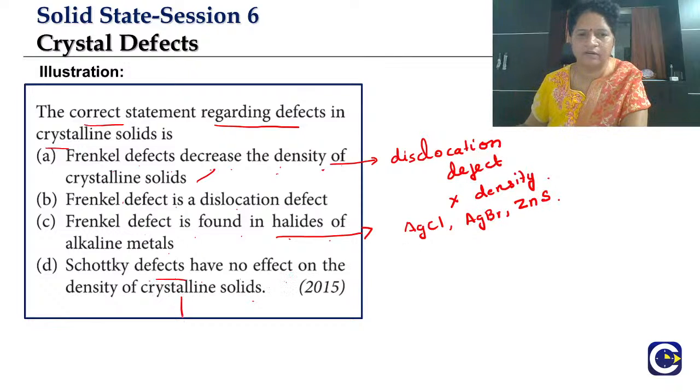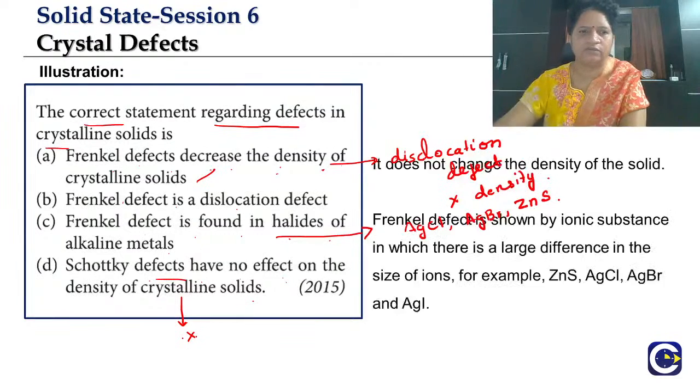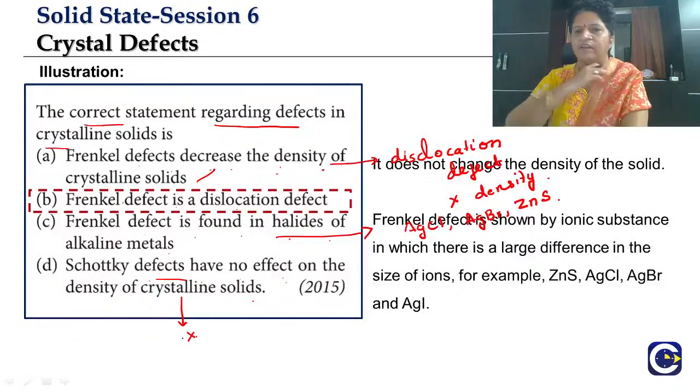Schottky defect, missing of the ion. Very good. B option is right. Schottky defect has no effect on density of crystals is again wrong. So the option that is right is Frenkel defect is a dislocation defect. Good.